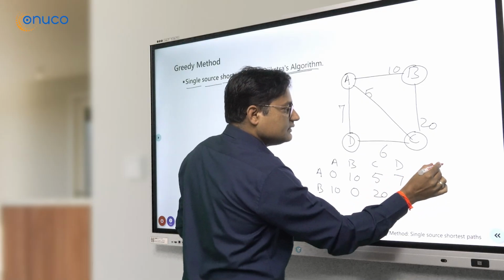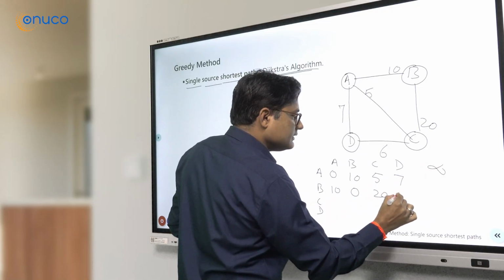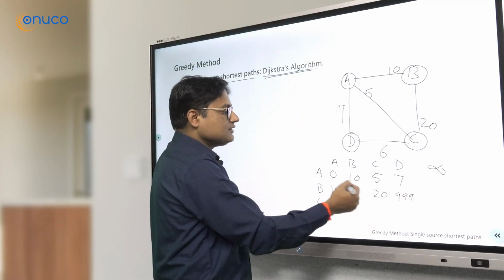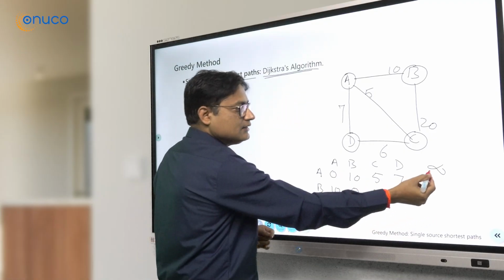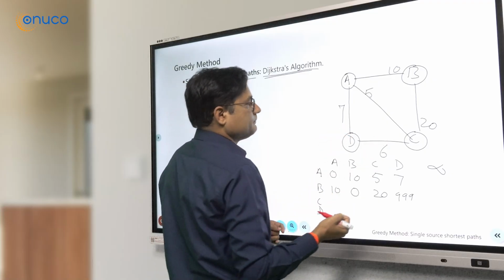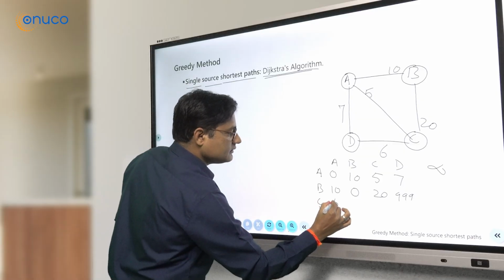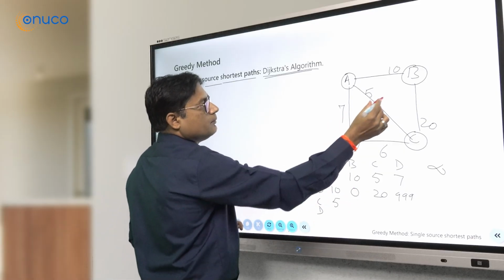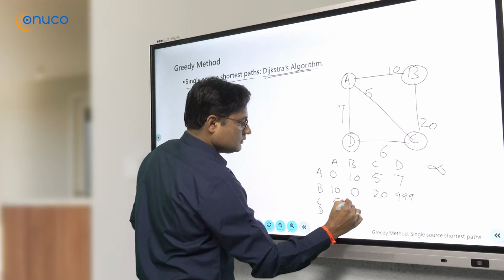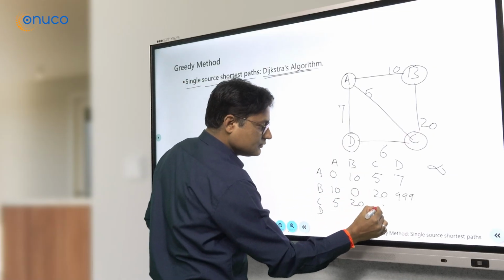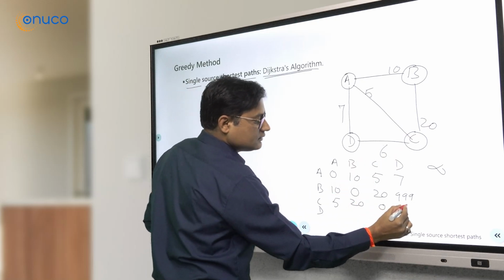So in place of infinity we are going to give, say, 999. It looks like a very large value compared to the others, or you can write it as infinity for our understanding. Now C to A, in a similar way, is 5, C to B is 20, C to C, source and destination are the same, is 0, and C to D is 6.